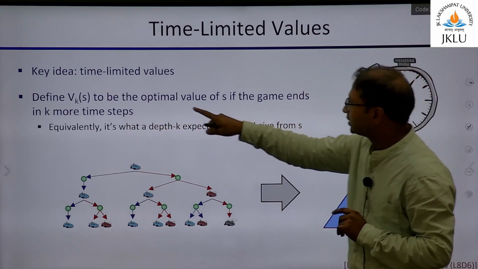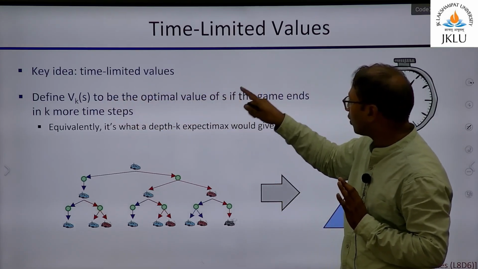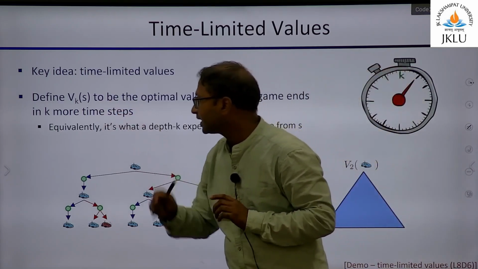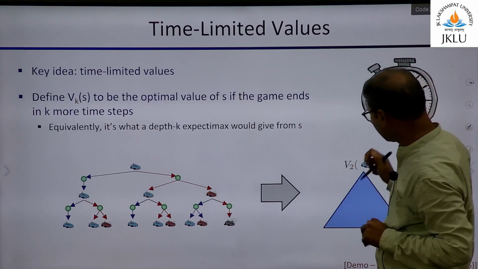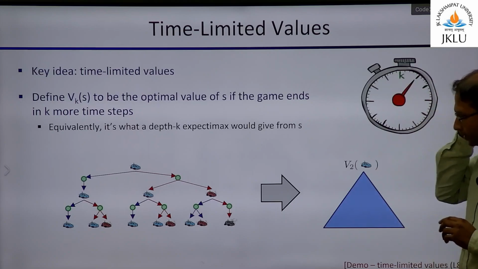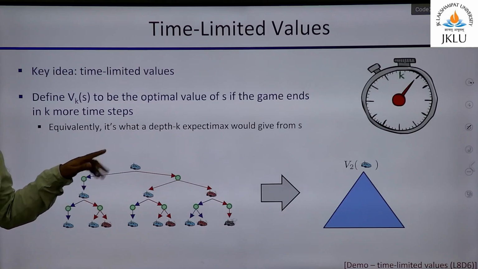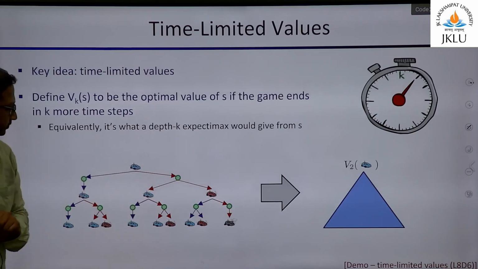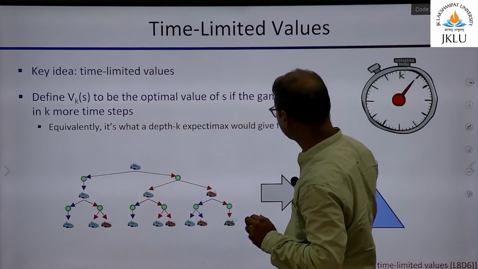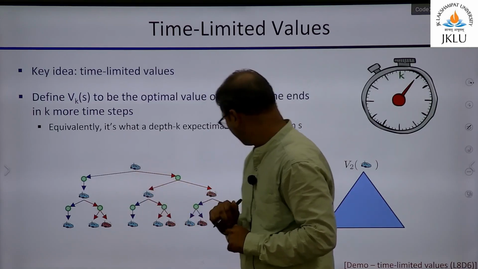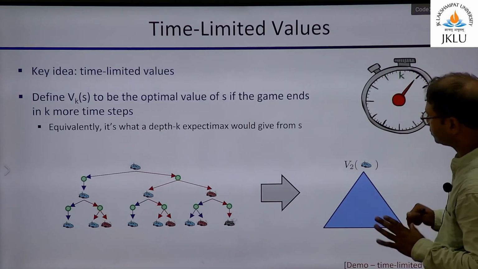Define Vk to be the optimal value of S if the game ends in k more time steps. What is this? So let's say if we are talking about V2, what are we doing here? We take 2 steps and truncate this, right? So this is the tree that we are having. Equivalently, this is what a depth k expectmax would give from S, okay? So this is just V2, okay?